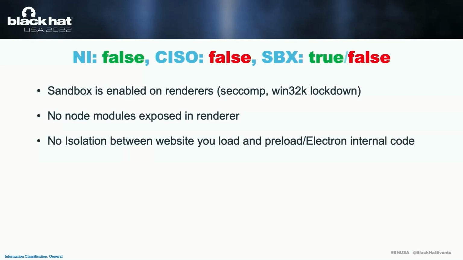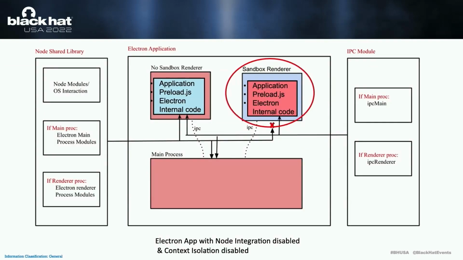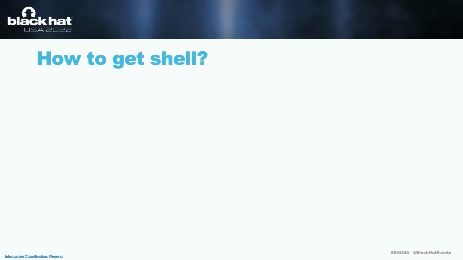But now the catch here is there is no isolation between the website you load and Electron's internal code or preload code. In the diagram, you can see we had two isolated contexts before, but now there's this one block which runs Electron's internal code, your application, and the preload. Electron's internal code is written in JavaScript as well. So what can you do with an XSS? Can you do something like prototype pollution to overwrite Electron's internal code? Let's see. So how to get a shell?